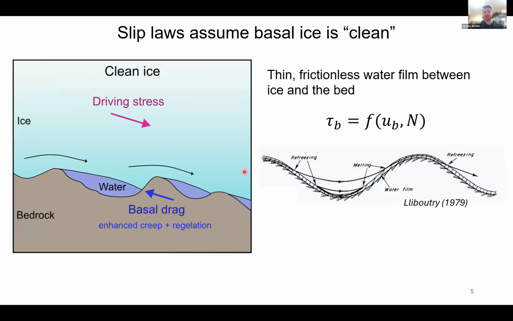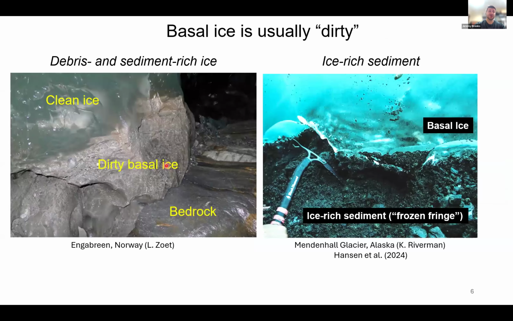So another complication with slip laws is that there's the assumption that basal ice is clean, which means the only source of basal drag for ice sliding over a hard bed is ice squeezing up and around these bed obstacles. So in particular, it's assumed that there is a thin frictionless water film that separates the ice from the underlying bed. And what that means is that there's no local tangential shear stress right directly on that ice bed interface. But in nature, we typically find that basal ice is quite dirty, so it contains rock debris or sediment that slides over the underlying bed. So you can imagine that that rock debris would poke through that frictionless water layer and actually provide a local tangential source of shear stress.